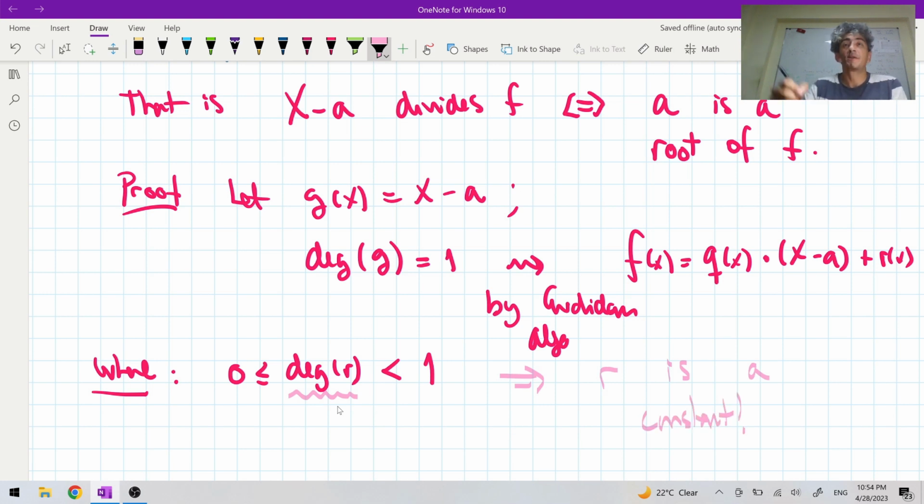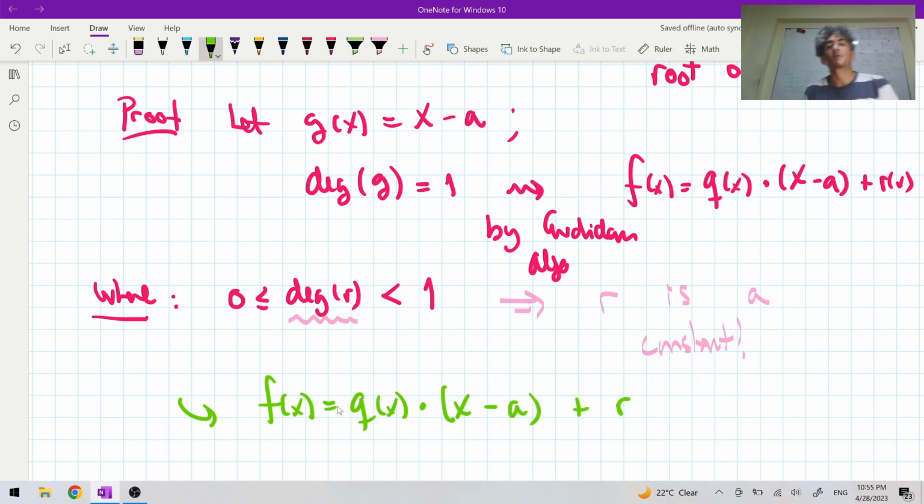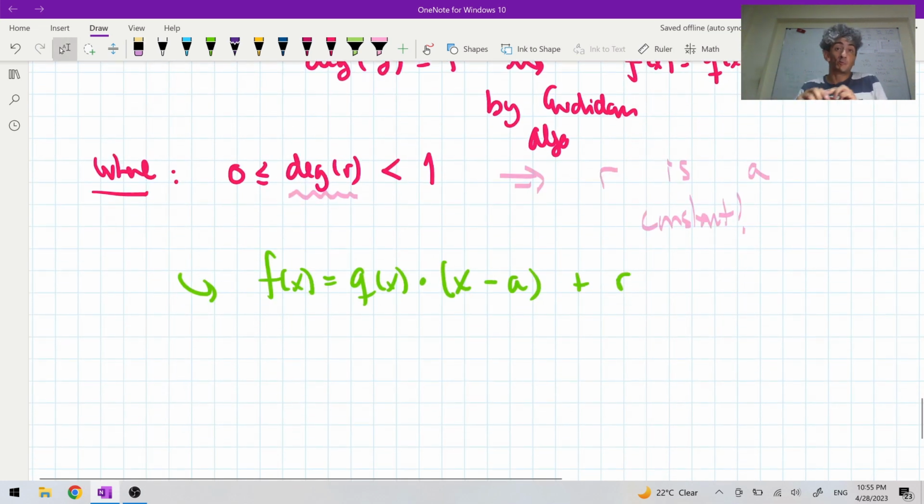Okay, so if r is a constant, then we're all set, because this says that f of x can be written as q of x times x minus a plus a constant. So this is all pretty much for free, right? The low degree of g and the Euclidean algorithm force r to be a constant. It's a constant polynomial. And now we get to prove what we want.